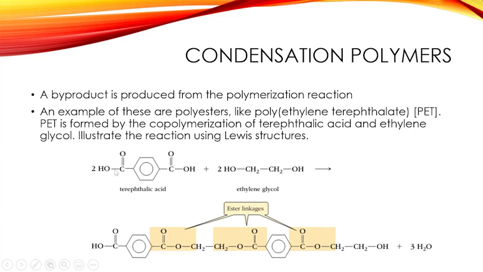Shown here is the formation of PET or polyethylene terephthalate. You are familiar with PET because it is commonly used in disposable bottled water or in soft drinks. PET is formed by the condensation copolymerization of terephthalic acid and ethylene glycol. Here we have the terephthalic acid and here we have your ethylene glycol.